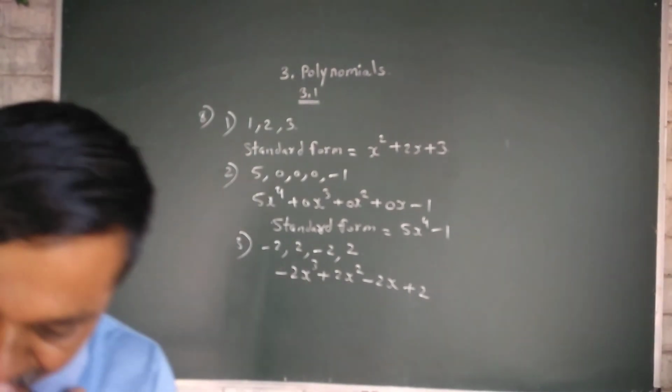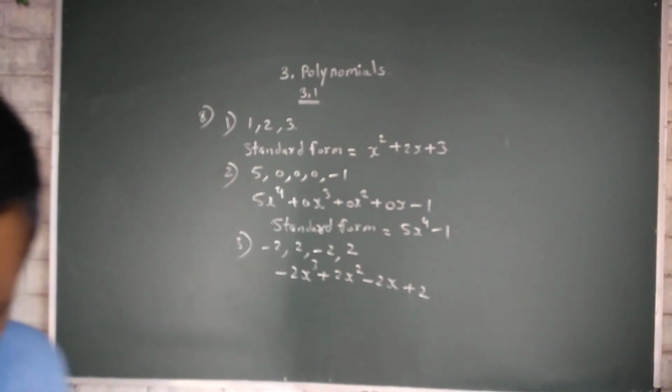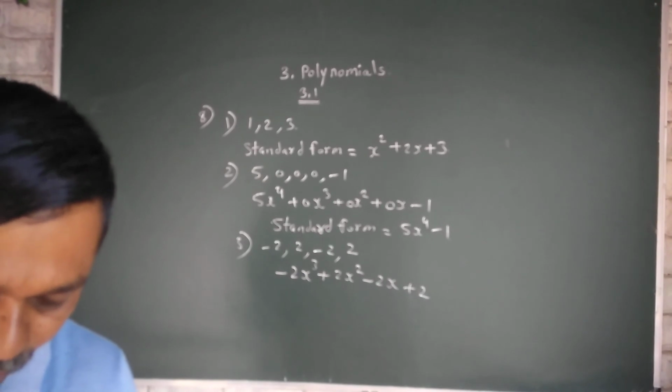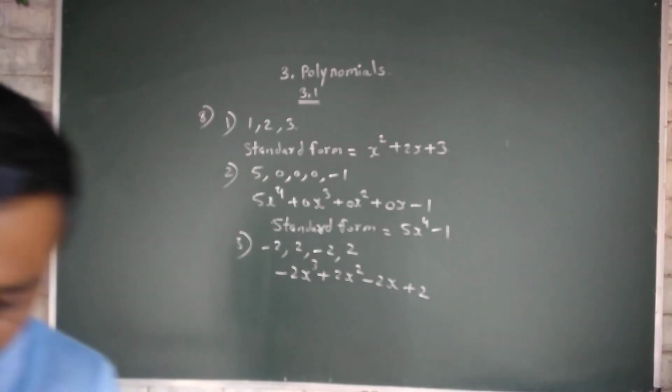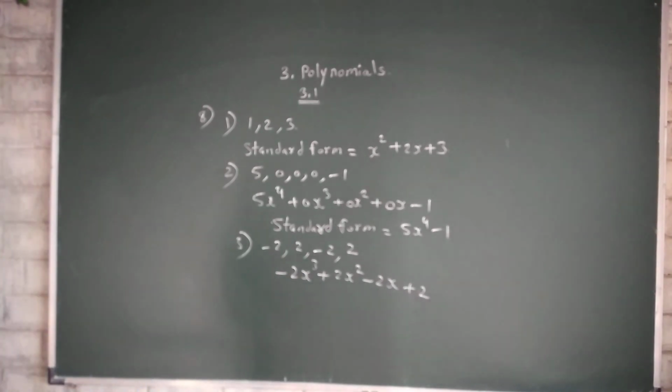Third, ninth question. Quadratic polynomial, cubic polynomial, linear polynomial, binomial, trinomial and monomial. You have to write. Monomial is x square. Like that, you have to solve question 9.